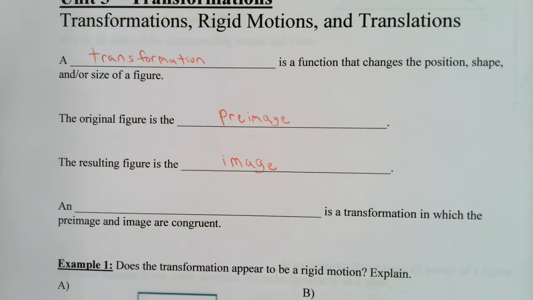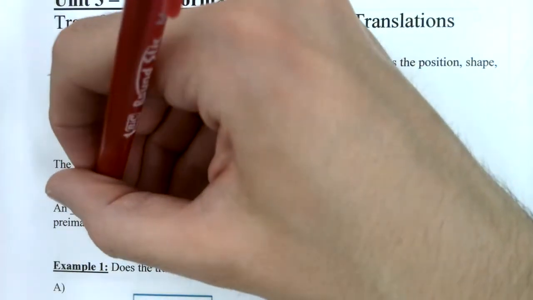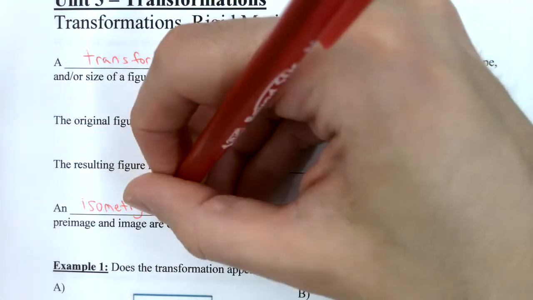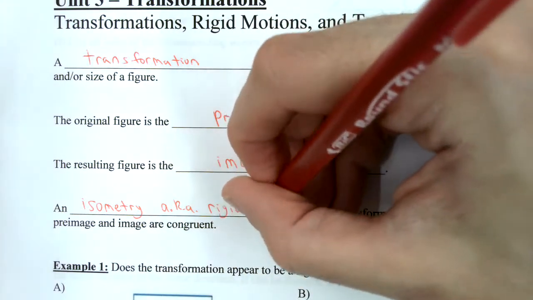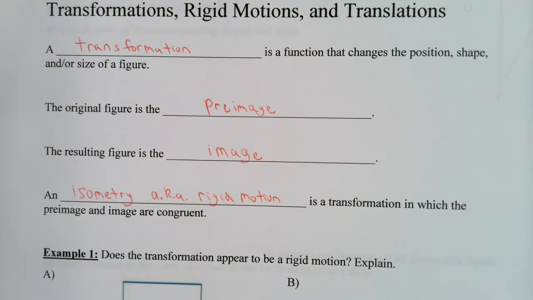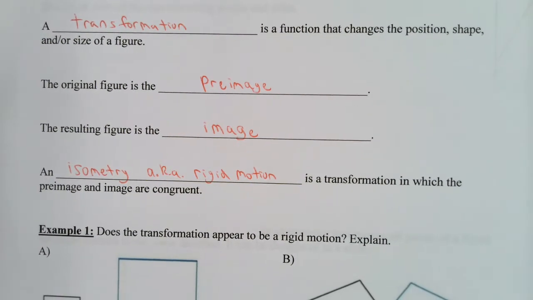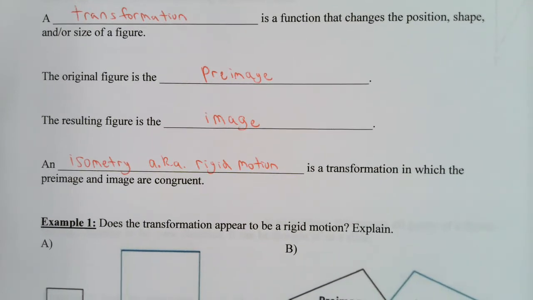This next definition is called an isometry, also known as a rigid motion. So I'm going to put both definitions. An isometry, also known as a rigid motion, is a transformation in which the preimage and the image are congruent, meaning they're the same shape and the same size. That's called an isometry. The four main types of transformations we're going to do are translations, reflections, rotations, and dilations. And the first three, translations, reflections, and rotations, are all rigid motions.